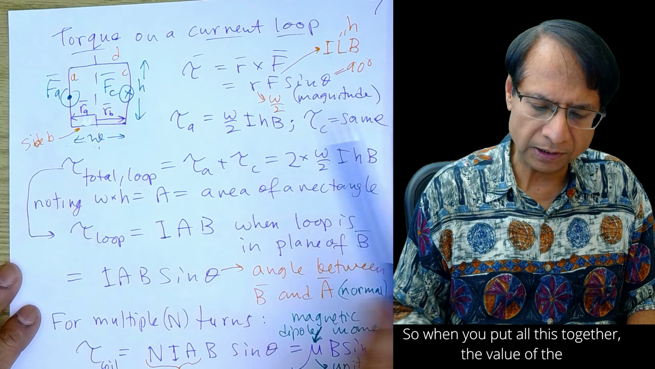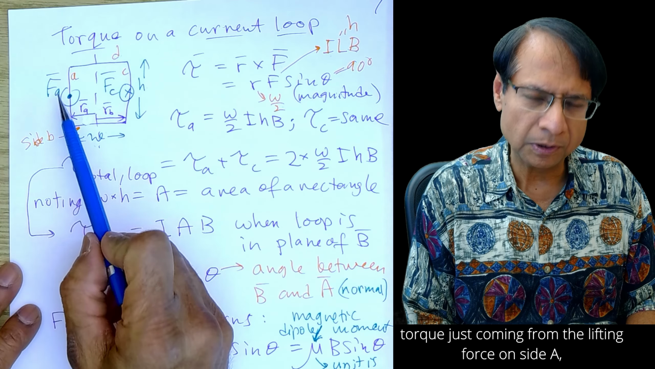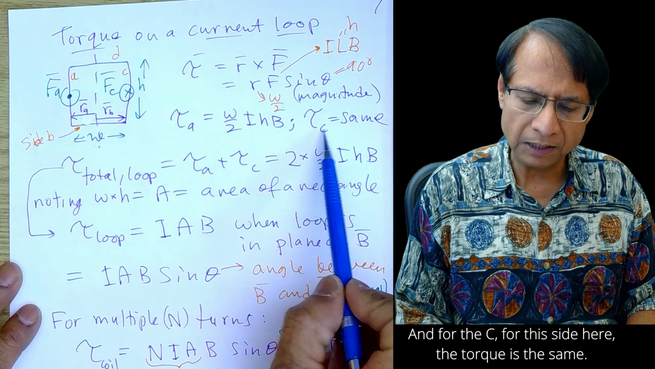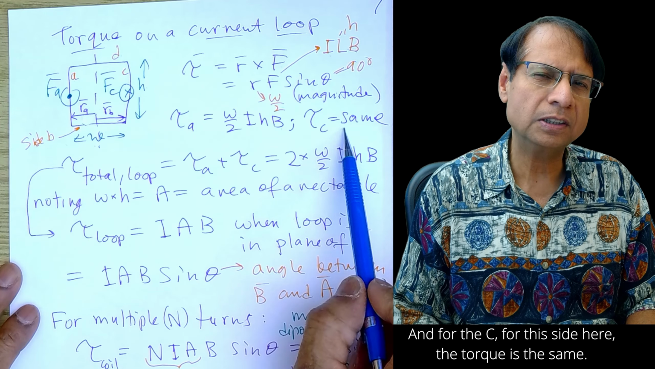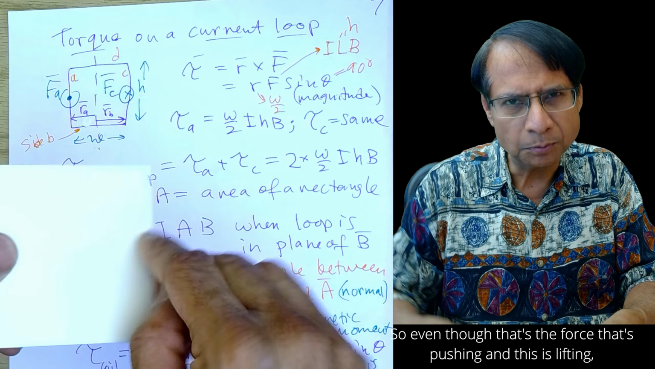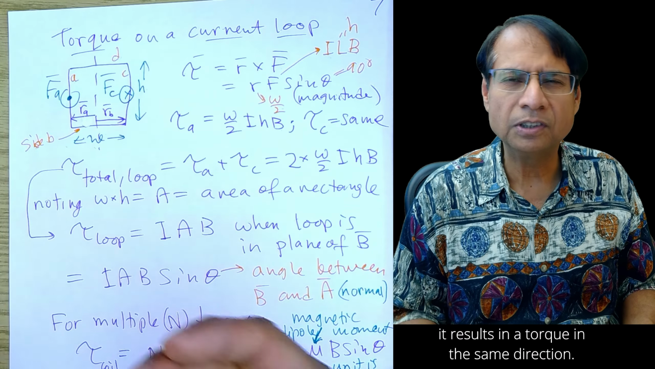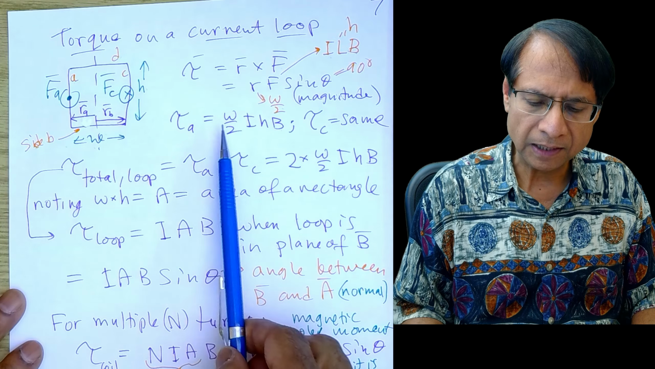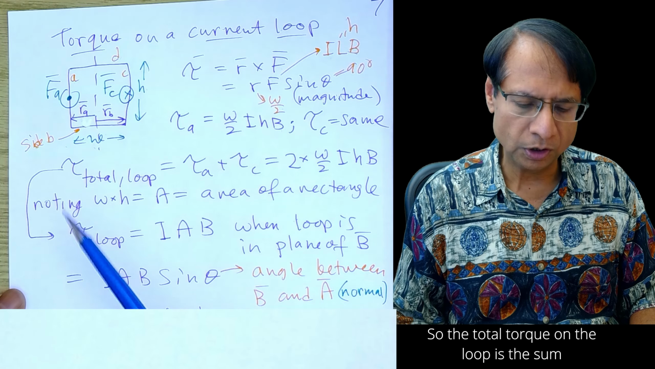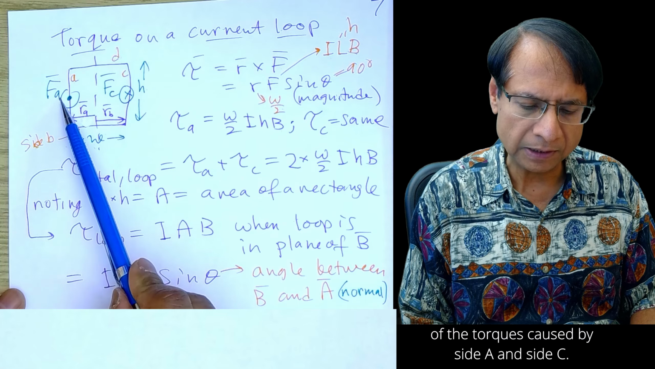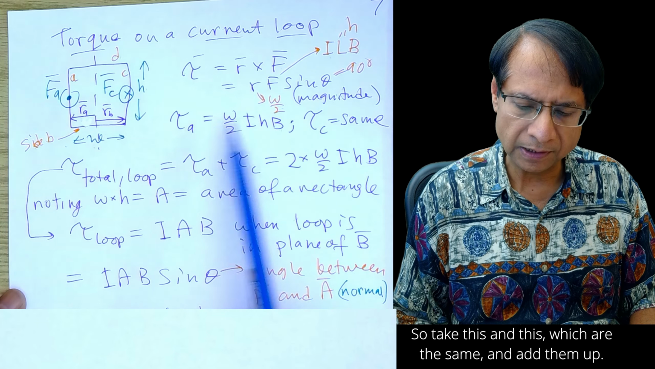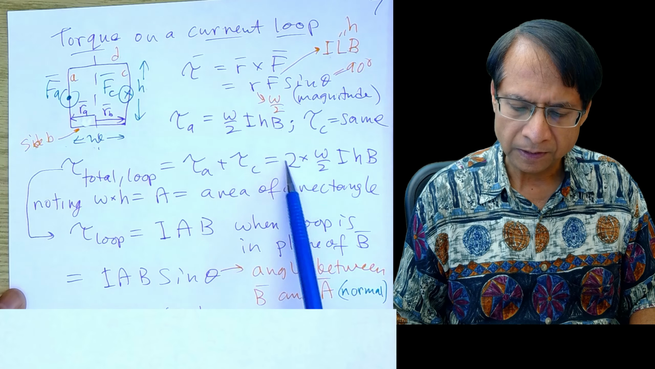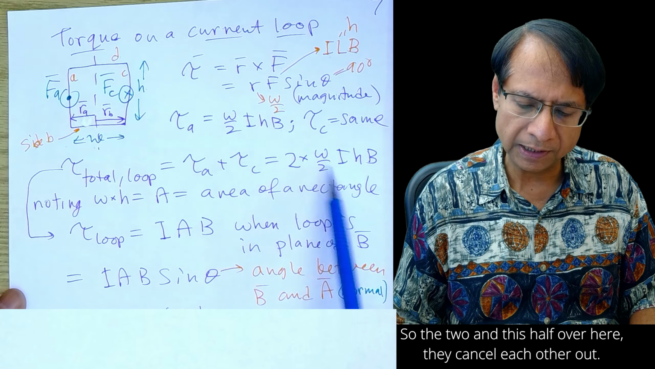So when you put all this together, the value of the torque just coming from the lifting force on side A is equal to half WIHB. And for the C, for this side here, the torque is the same. So even though that's the force that's pushing and this is lifting, it results in a torque in the same direction. So as a result, the rest of the math is the same. Tau C is the same. So the total torque on the loop is the sum of the torques caused by side A and side C. So take this and this, which are the same, and add them up. You get twice one of them because they're equal. So the 2 and this half over here cancel each other out.